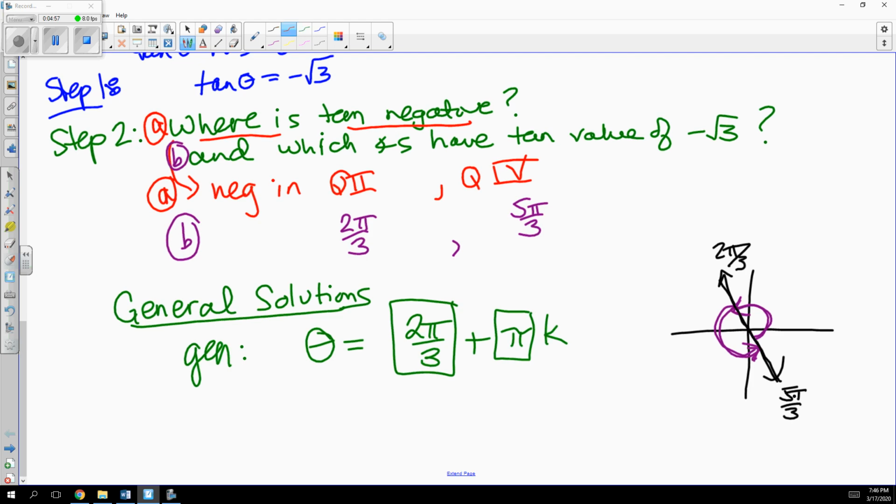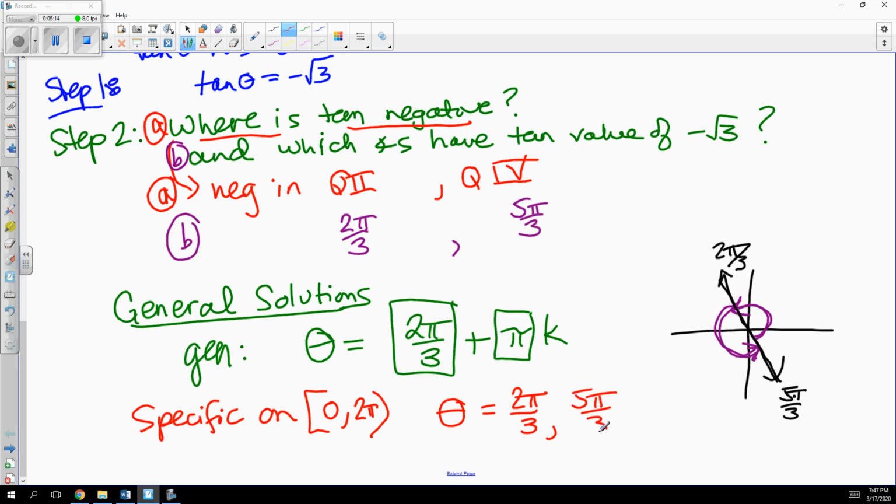And then for your specific solutions on the interval from 0 to 2 pi, remember that that means inclusive of 0, but exclusive of 2 pi. That's going to be theta equals, we already found them right above in step 2, 2 pi over 3 and 5 pi over 3. And that's it.